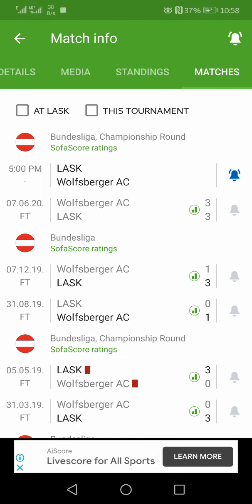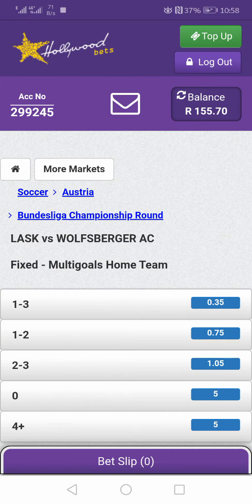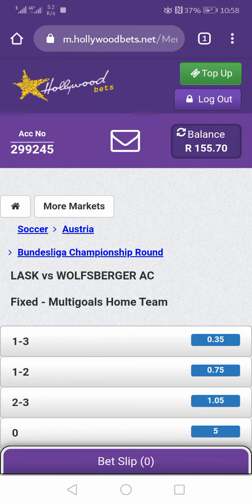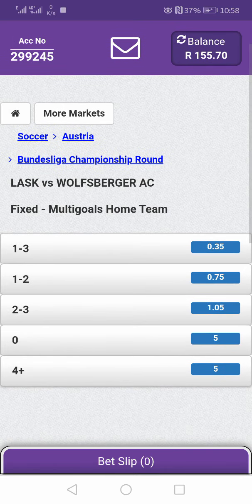So it's an indication that even if LASK can lose here, LASK has an ability of scoring, even if it scores 1 goal, as happened there in that draw. Are you getting my point? So this market is not a bad market at all. That's the basic analysis that I'm telling you guys.